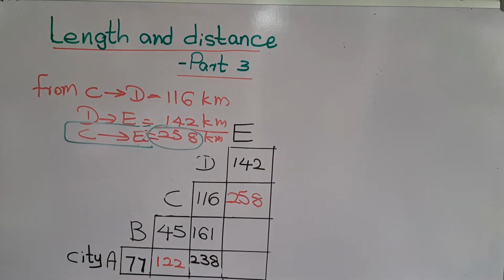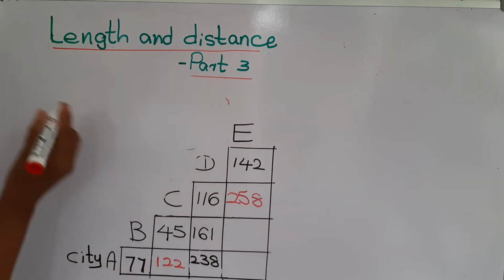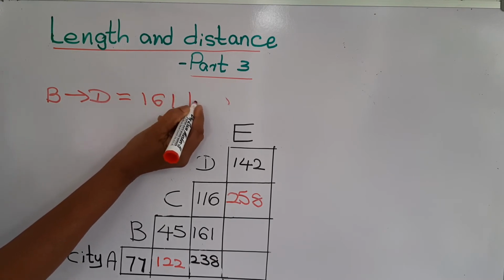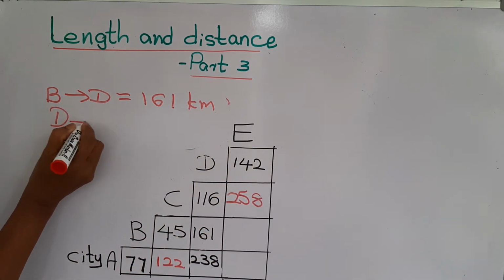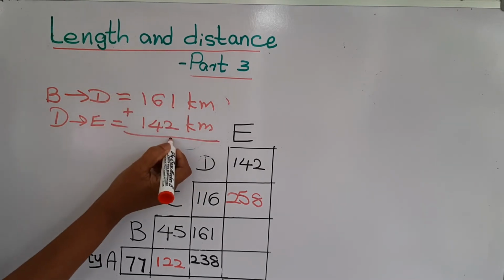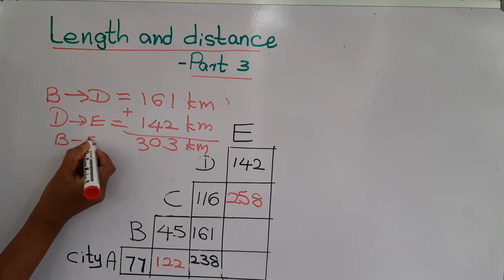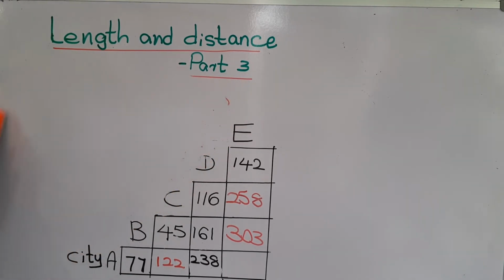Now next we are going to find from city B to city E. Can you find? There are two ways. I will tell you the ways from city B to city E. One way is we know from city B to city D, it tells 161 kilometers. Plus we have to add from city D to city E. It tells 142 kilometers. Okay, we'll add these two together. Then it gives how many kilometers from city B to city E? It gives 303 kilometers.